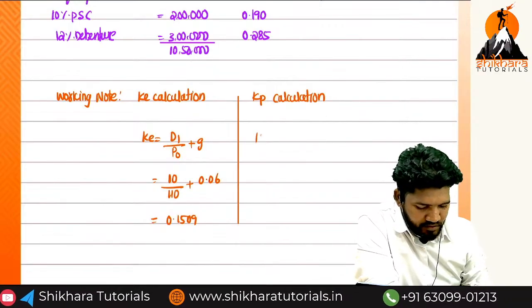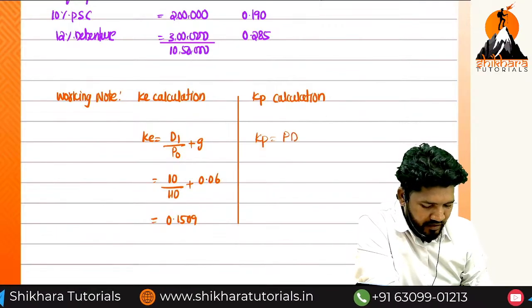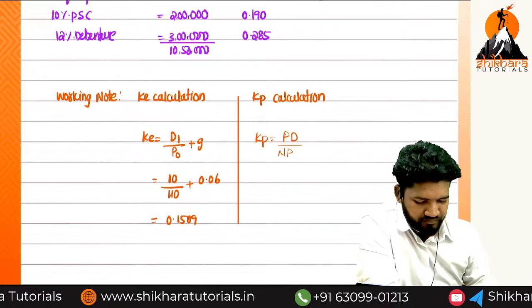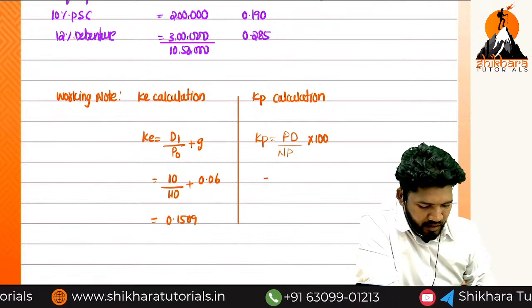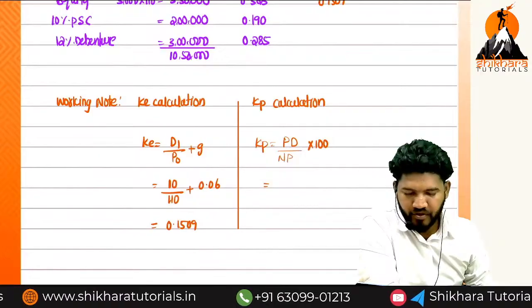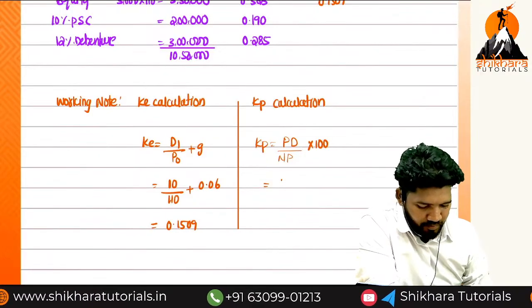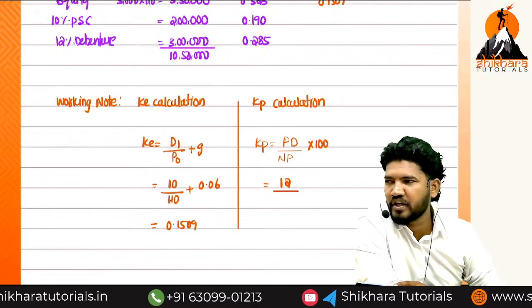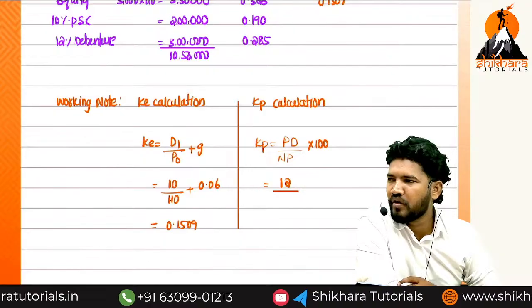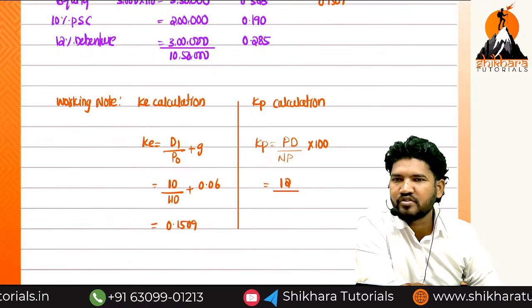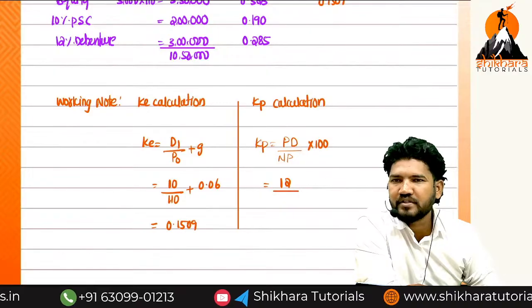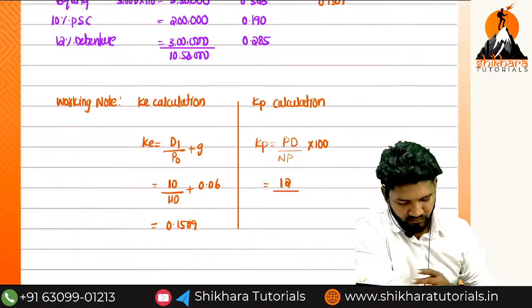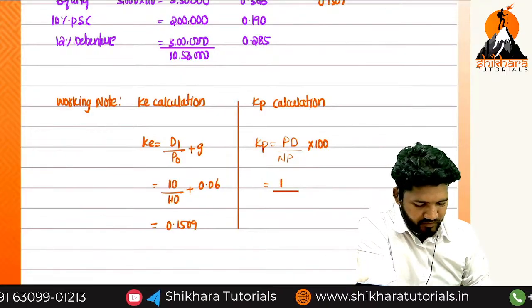Now KP equals preference dividend divided by net proceeds, because there is no market price information. What about the preference dividend? 10% of 100 rupees. Net proceeds is issue price minus flotation cost. Issue price is not there, flotation cost is not there. Can I assume face value is nothing but issue price? Face value is nothing but issue price.